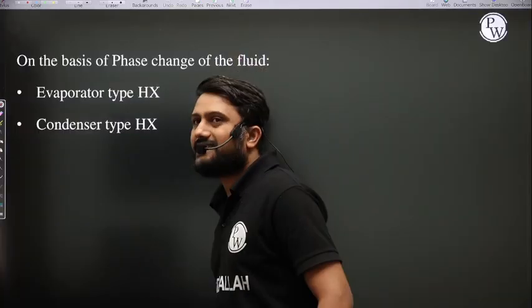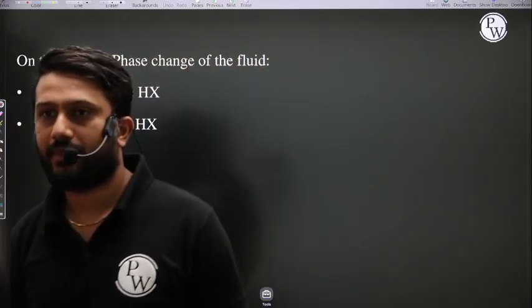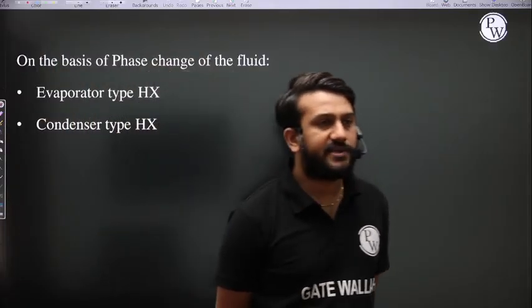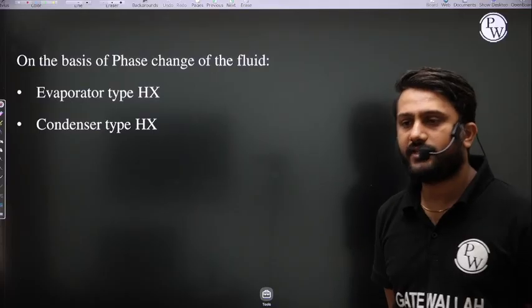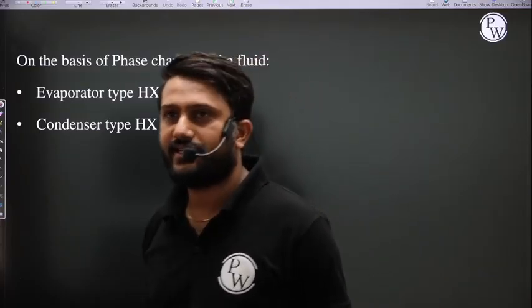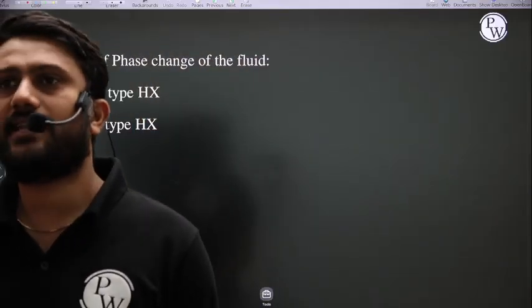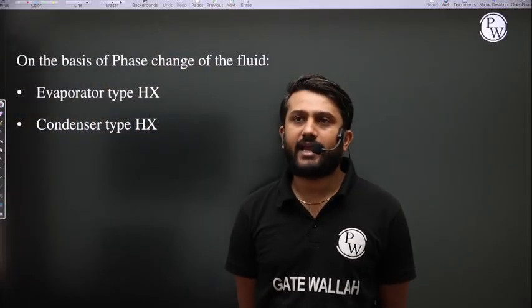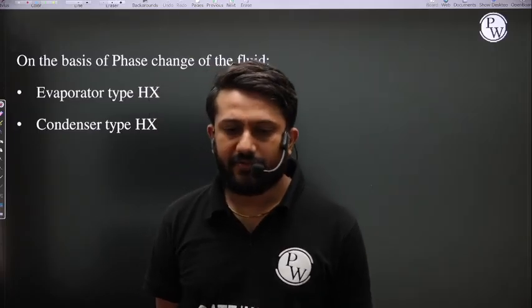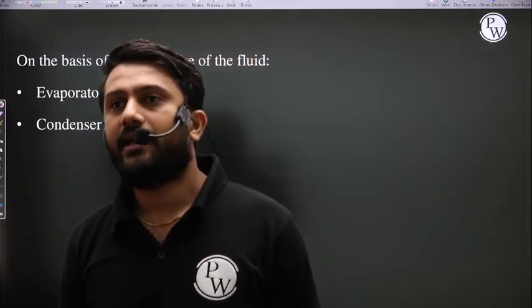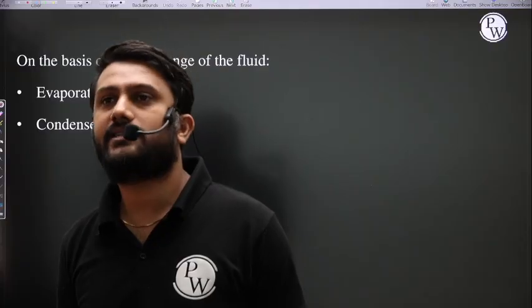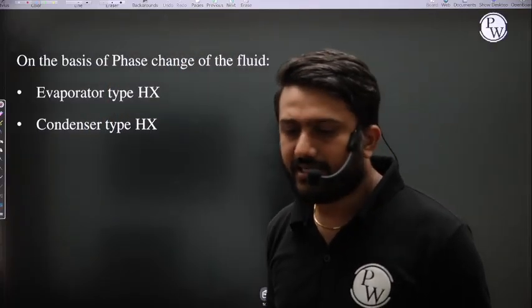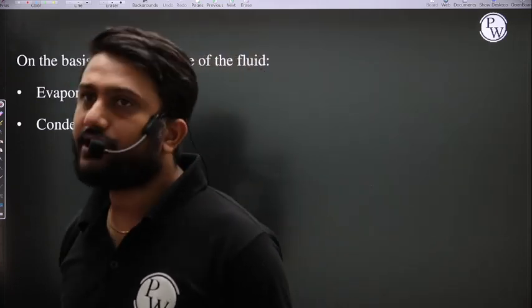Okay, now the next classification is on the basis of phase change. On the basis of phase change, there are two types of heat exchanger. One is the evaporative type of heat exchanger, and the second one is the condenser type of heat exchanger. In an evaporative type of heat exchanger, there is vaporization of one fluid, whereas in the condenser type of heat exchanger, there is condensation of one fluid.